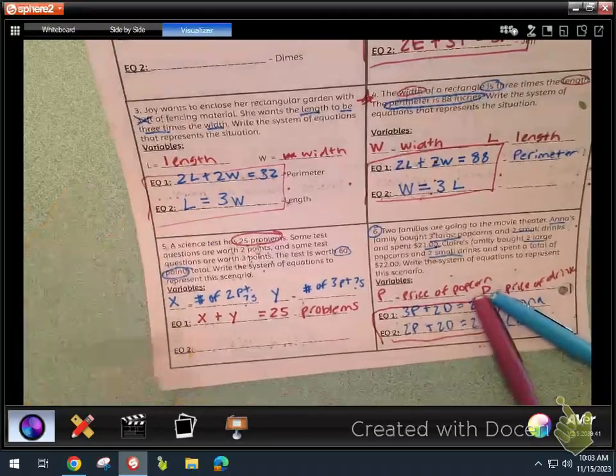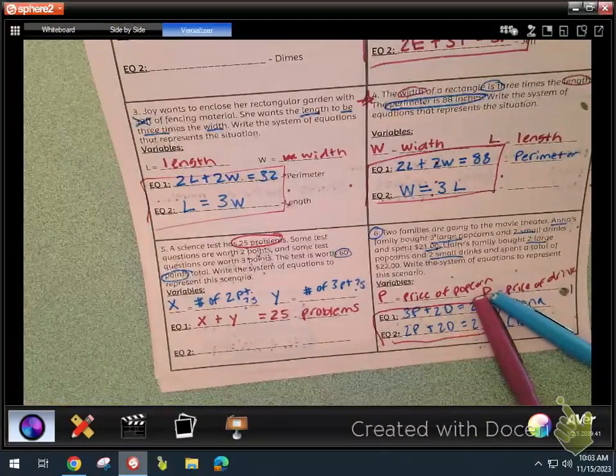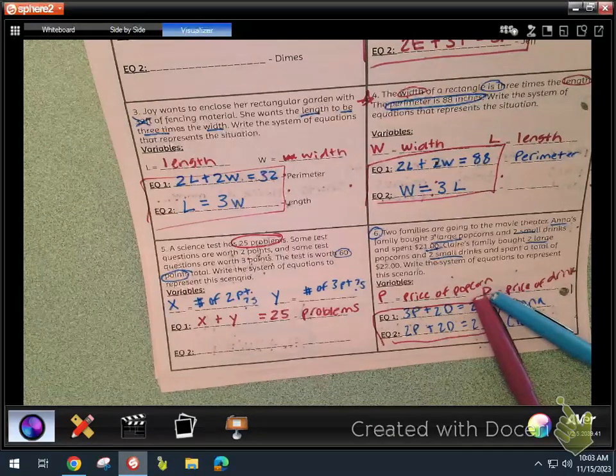Okay, so look at the units here. This is the number of problems plus the number of problems equals the total problems. You see how those are the same unit? Nothing about points. I'm not talking about points here. I'm just talking about the number. Add up all the 2-pointers, add up all the 3-pointers. That's got to equal 25.